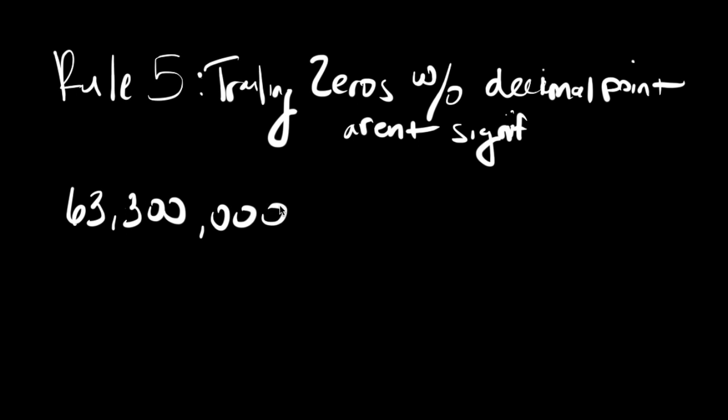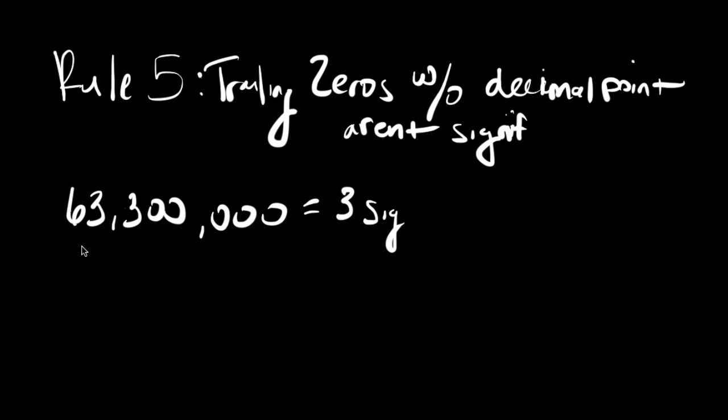What I mean by that is, let's say we have 63,300,000. You'd obviously think 1, 2, 3, 4, 5, 6, 7, 8. There's 8. But no, because there's no decimal in this number, the zeros are not significant. The only significant numbers are the ones that are 1 through 9: the 6, the 3, and the 3. So that'll be only 3 significant figures, because all these digits came without a decimal point.